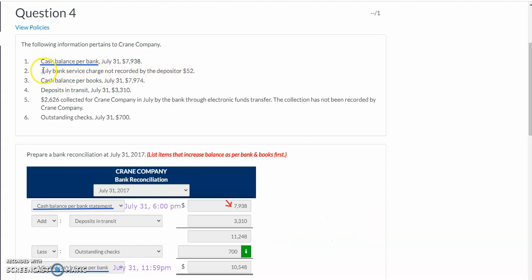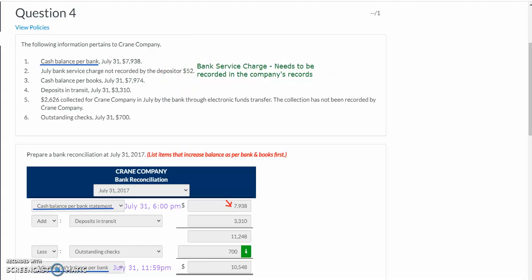One of the things we see here in the second line is that the July bank service charge was not recorded by the depositor. That means this bank service charge was not recorded by the company. The company is referred to as the depositor. So this bank service charge needs to be recorded in the company's records. We're going to save this for the second part of our reconciliation.